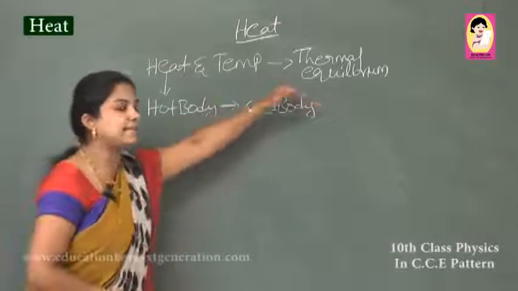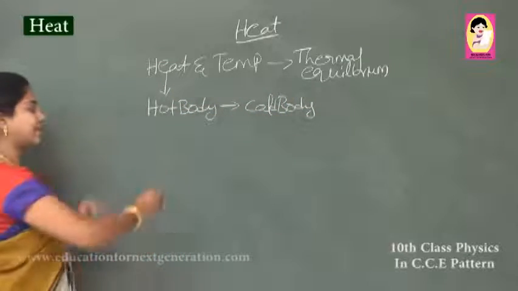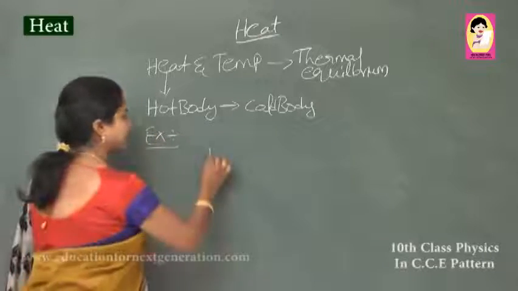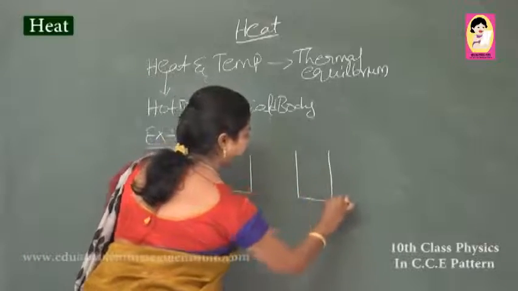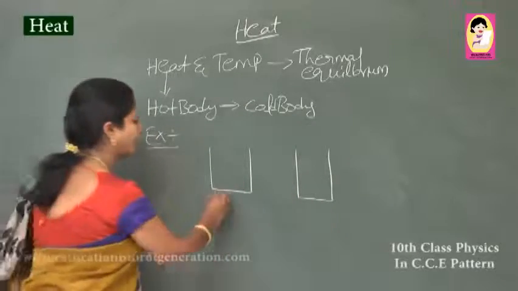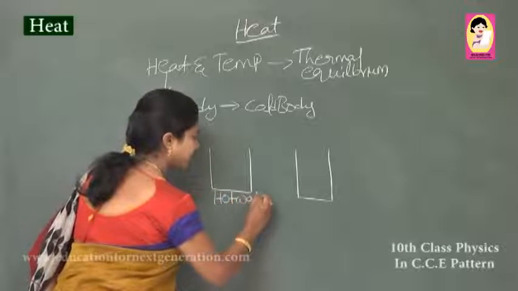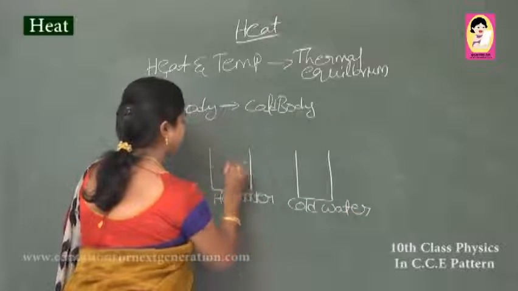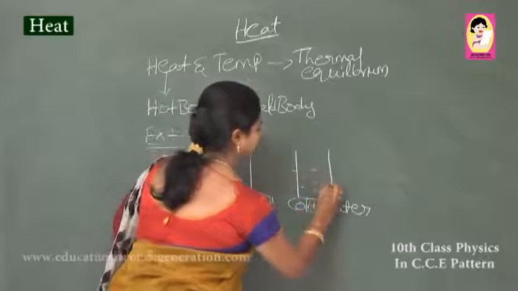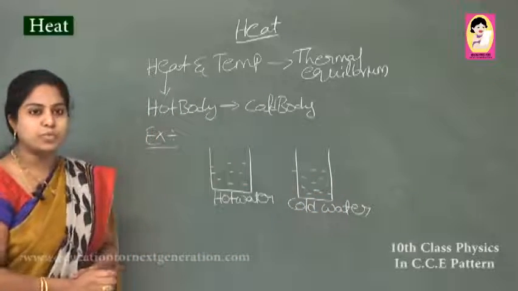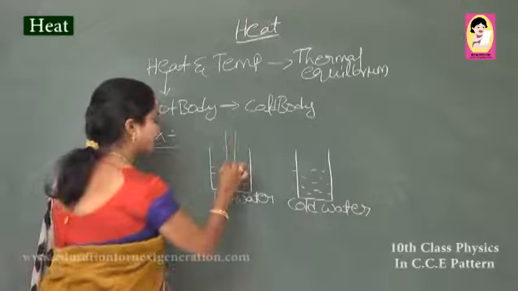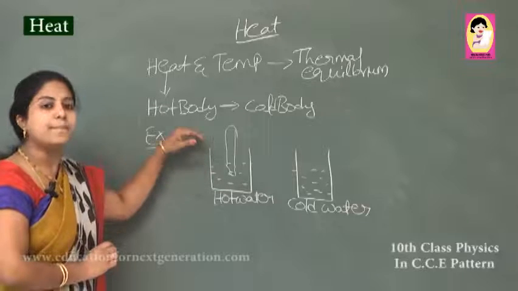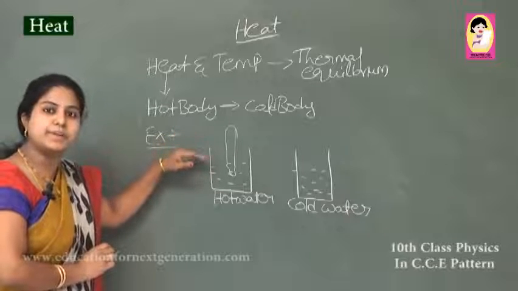All these three terms can be explained by taking one example. Just like one activity, we have to take two beakers. In one beaker, we fill hot water. In another beaker, we fill cold water. Now take one thermometer and put it in hot water. Then you will observe the change in mercury level. The mercury level will be rising.